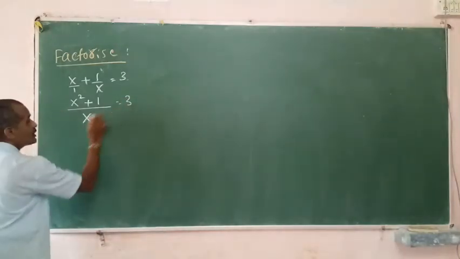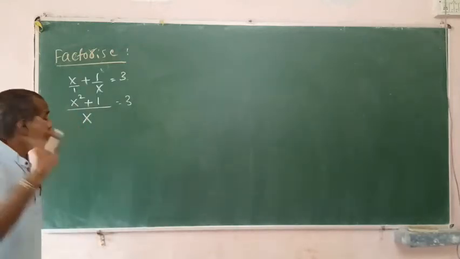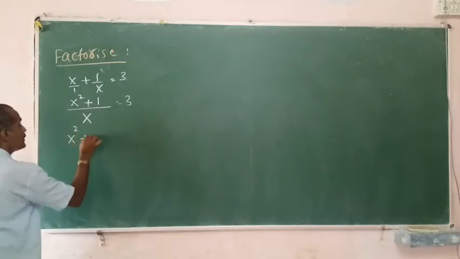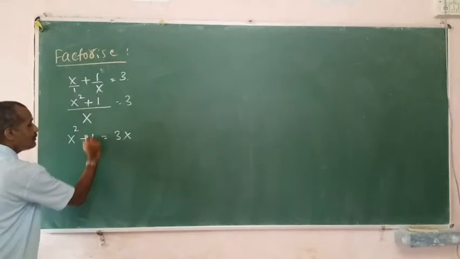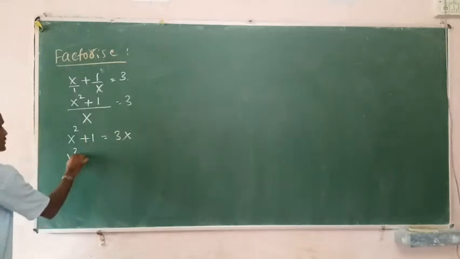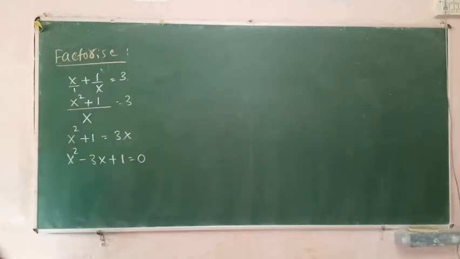Okay. Now we cross multiply. You know that when you cross multiply, the sign never changes. It is x square plus 1 is equal to 3x. Now I will bring it to the LHS. x square minus 3x plus 1 is equal to 0.